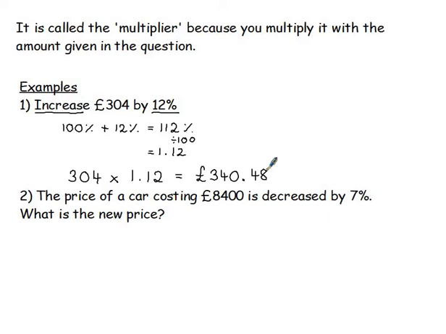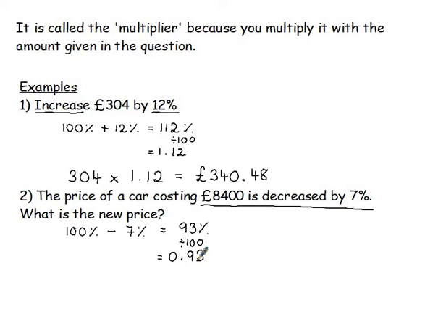Question two then. The price of a car costing £8,400 is decreased by 7%. So there's your important part, £8,400 decreasing by 7%. What is the new price? So again, we're going to start with our multiplier. Remember, we're decreasing this time, so we need to make sure we take away. You always start with your 100%. You want to subtract the percentage, so subtract the 7. 100 take away 7 gives you 93%. And remember, change to a decimal, divide by 100 to give you 0.93.